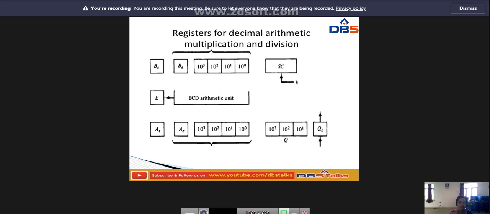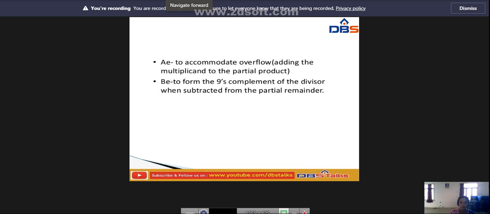Multiplication means if we take two values, they are multiplied with each other. Division means I am performing the division operation repeatedly until it gets a remainder of 0 or 1. Okay, this is the register for decimal arithmetic multiplication and division. To accommodate overflow, we add the multiplicand and the partial product. AE, B: to perform the 9's complement of B, the divisor, and subtract it from the partial remainder.